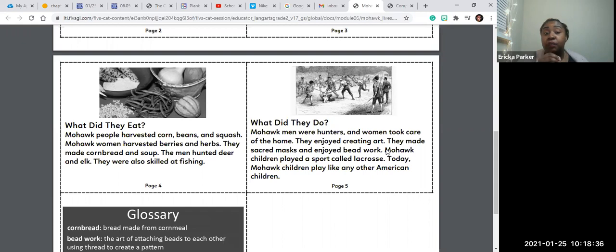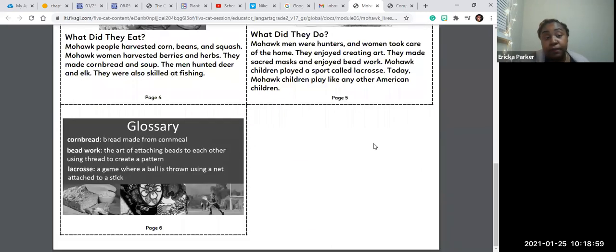What did they do? Mohawk men were hunters, and women took care of the home. They enjoyed creating art. They made sacred masks and enjoyed beadwork. Mohawk children played a sport called lacrosse. Today, Mohawk children play like any other American children.